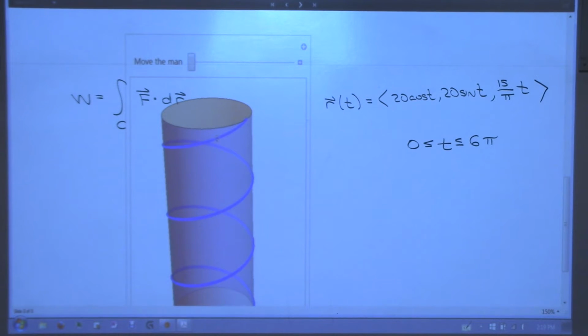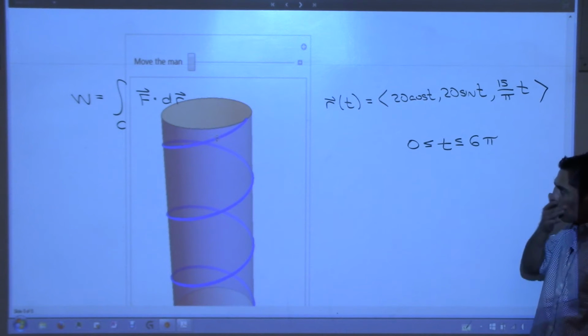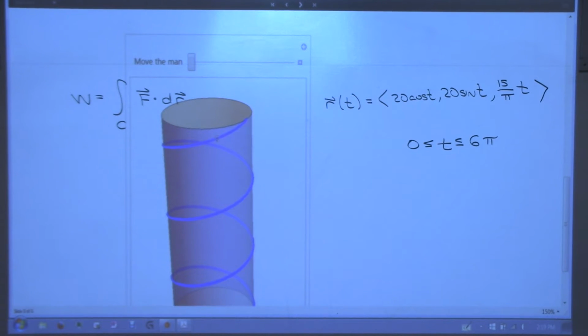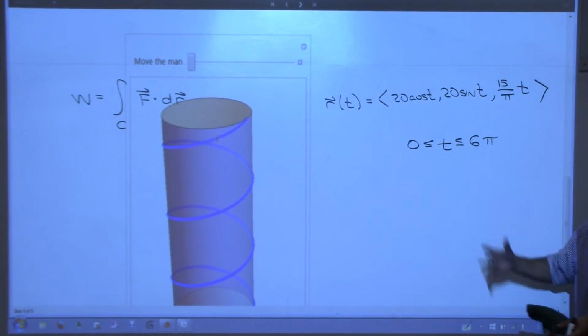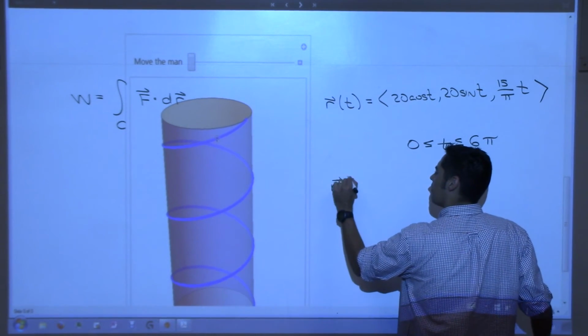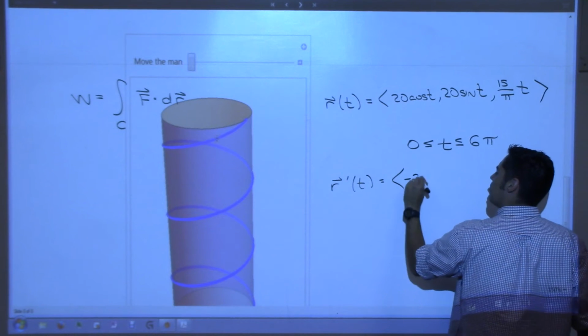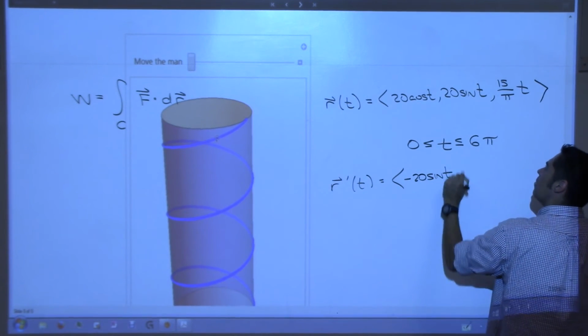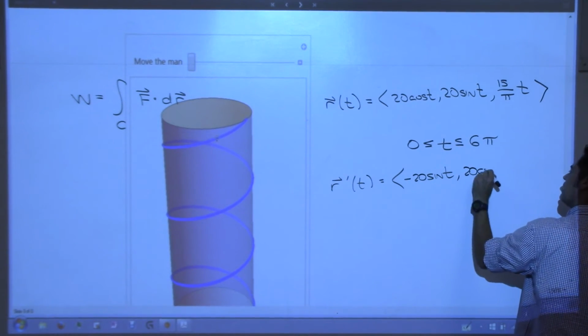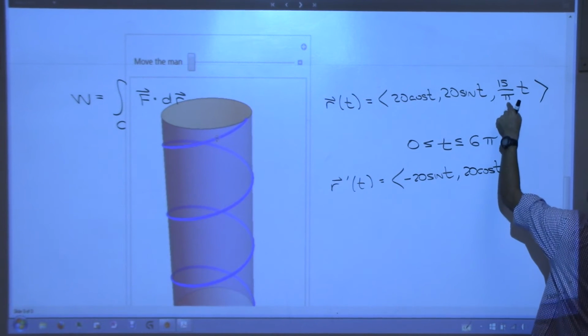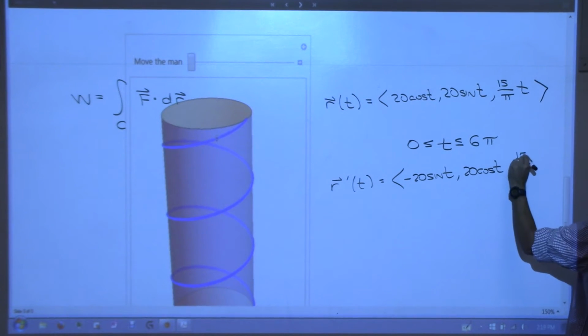Joel, is that the way you did it? How do you reason it the same sort of way? Yeah, okay, kind of that way. All right, so we'll need the derivative in the integral, so I'm going to get it now. Derivative of this, negative 20 sine t. Derivative of that, 20 cosine t. Derivative of that is just 15 over pi.